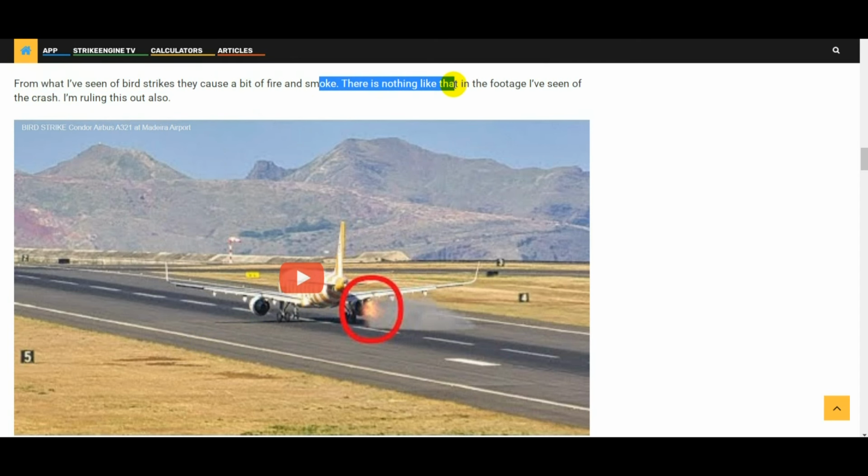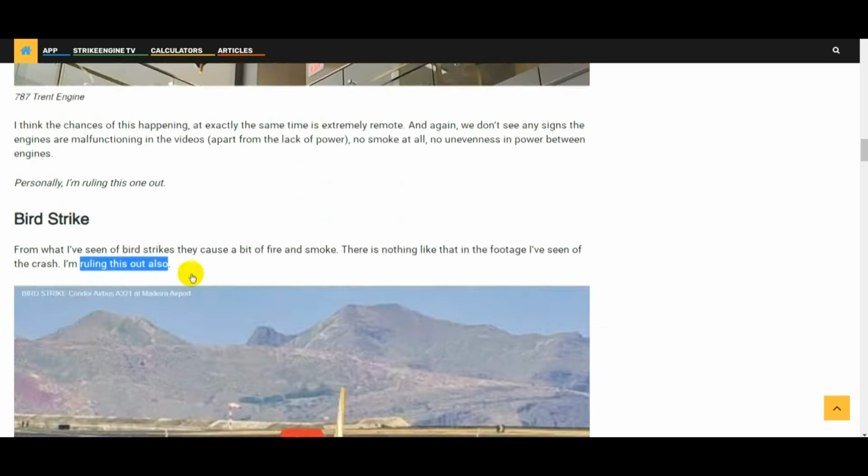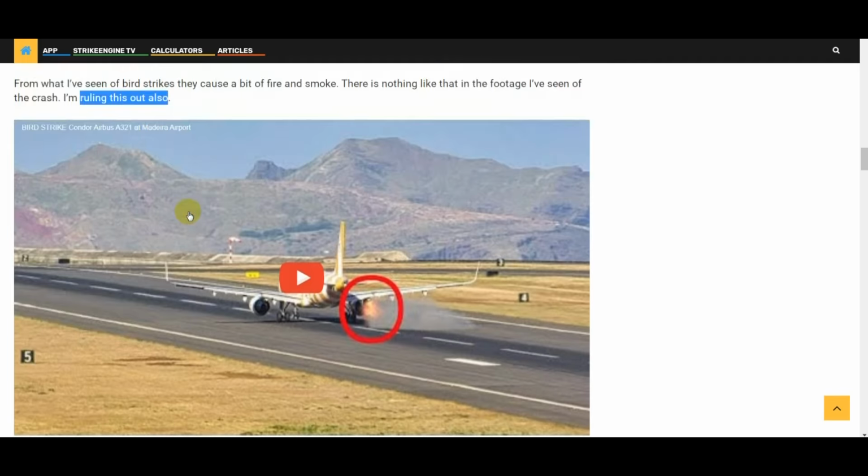There's nothing like that in the video of the Air India crash. Again, the engines appear to be operating completely normally, obviously apart from the fact that they don't appear to be giving enough power. So with regards to the bird strike, I'm ruling this out also, and I think this one's generally been ruled out by everybody.